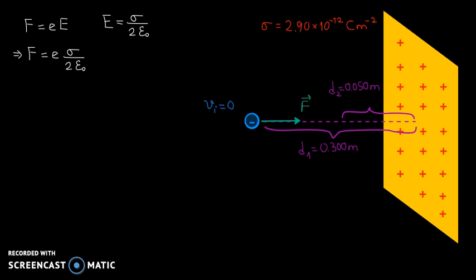Now you may be asking, where does this sigma divided by 2 epsilon 0 come from? We derived it earlier, and this is a general result that you can find in any physics textbook.